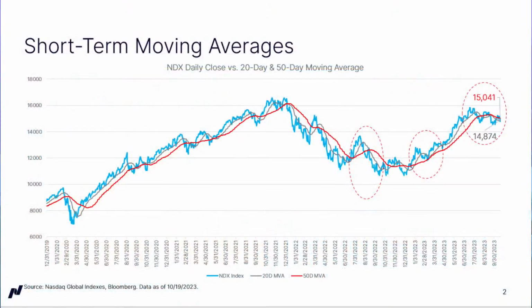Well, let's take a look at the short-term moving averages. Yeah, so this is the 20-day in the gray, the 50-day in the red, and the price of the index again in the blue. You can see the 50-day that I've highlighted there, that level is 15,041. That has crossed above the 20-day. The 20-day is lower than that at 14,874. Right as I'm talking to you, we're at 14,610 after a day where we're down close to 175 points on the index. So we're currently sitting right around those areas of support, a little bit below.